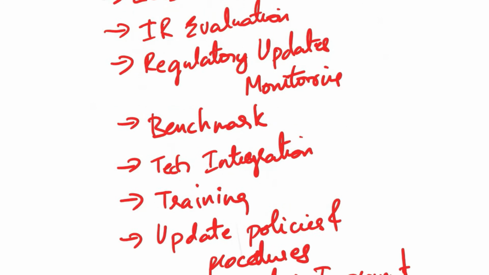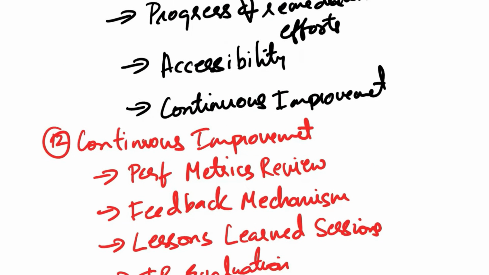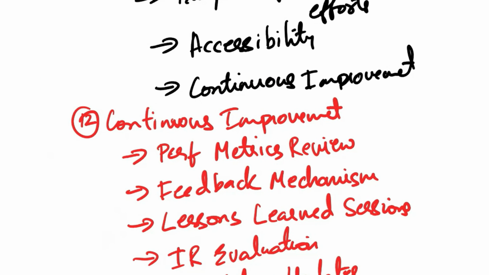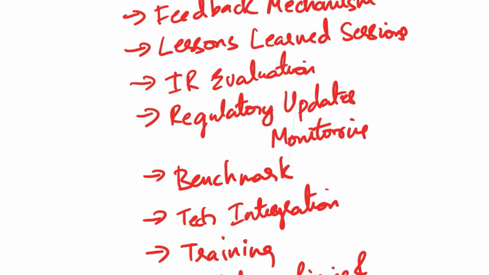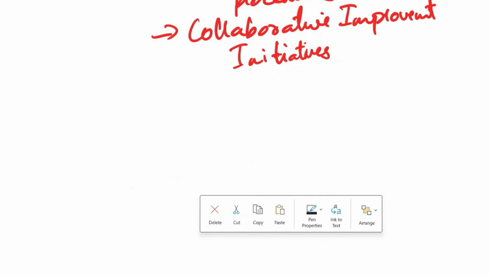So, in summary, continuous improvement in TPRM process is a proactive and adaptive approach. It involves regularly assessing the effectiveness of the program, learning from experiences, embracing new technologies, and collaborating with stakeholders to ensure that the organization stays resilient against evolving third party risks. Let's look at the next aspect of TPRM.